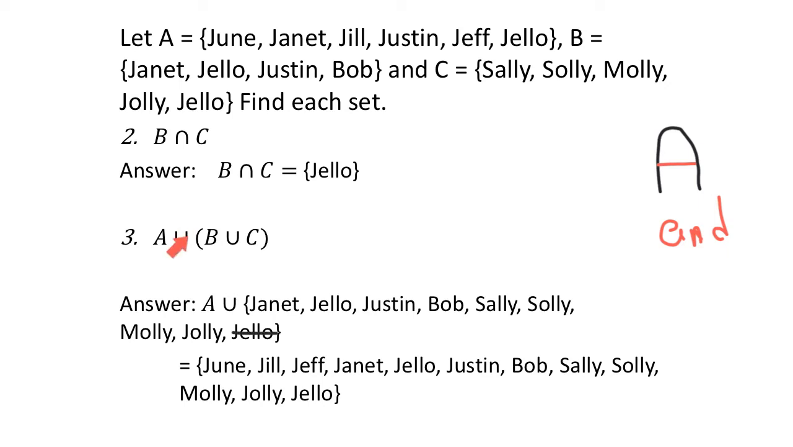And I want to union that answer with A. So now A has June, already have Janet, has Jill, already have Justin, has Jeff, already have Jello, and then the rest, everything in B and C. So everything in A that was missing from B or C ends up in our set. A union B union C, all the names, and we only list them once, and not the 2 times that I have Jello listed. Alright.